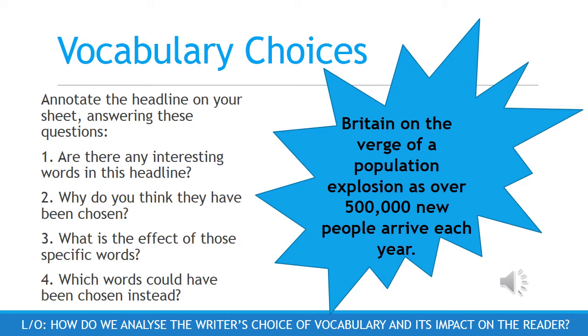Why do you think those words have been chosen? What do they suggest? What do they make us think or feel? What's the effect of them? And it can be helpful to think about what words could have been chosen instead. So instead of explosion, you could have had growth. You could talk about population growth rather than a population explosion. And it changes the meaning and changes the impact and changes what we're supposed to be feeling about it.